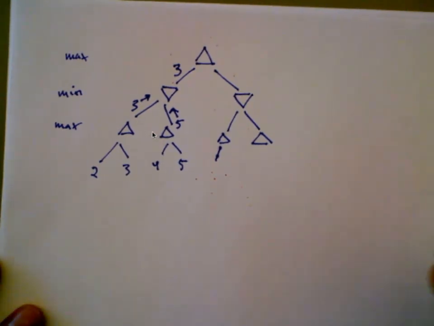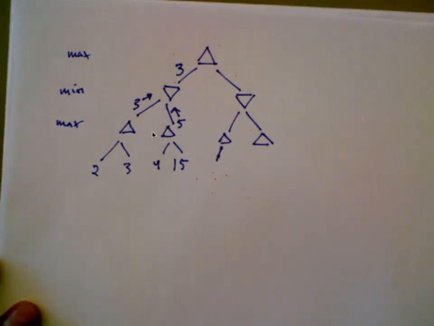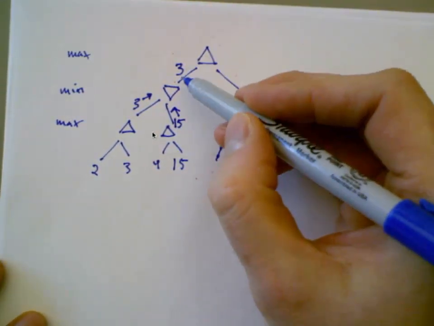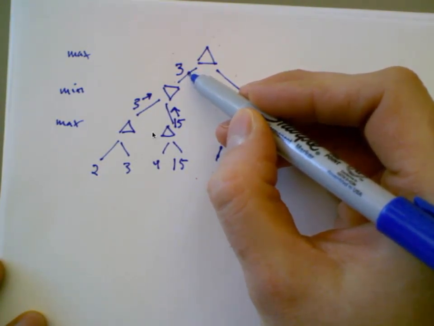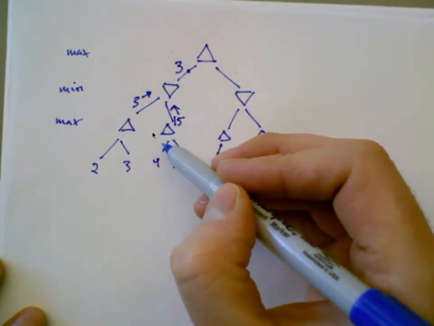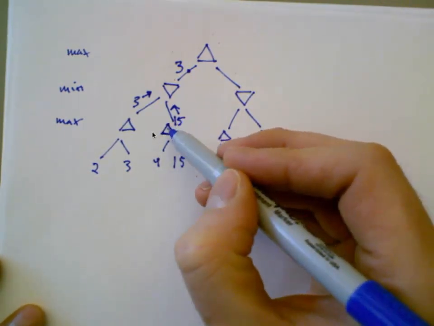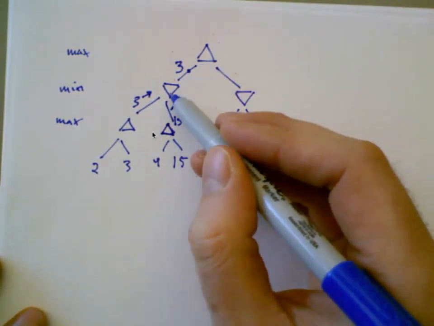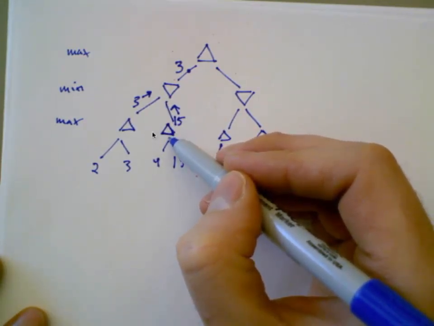Now, what if instead of having a 5 here, I had a 15? The minimax value of this node would now be 15. This edge would still be 3, right? Everyone see that? By the time we're here in the tree evaluating this max node, we know that there's a min above us on the path from the root. There's a min controlling our destiny that has an option of 3.